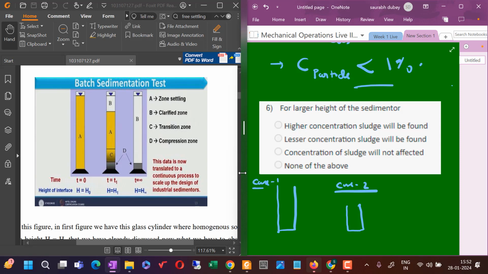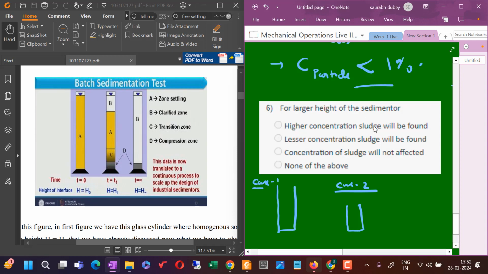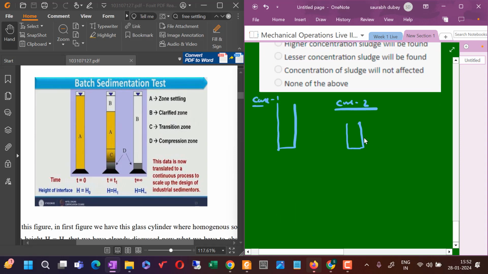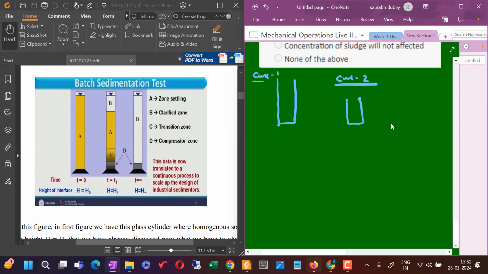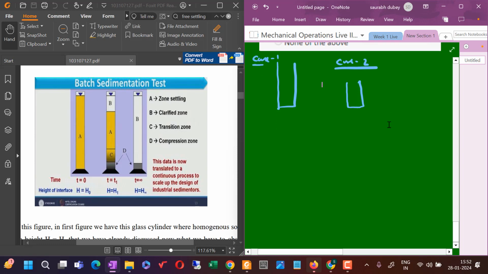So this batch sedimentation test involved the height, so height had its effect. Here the word sludge has been used. So what is this sludge basically? The sludge is thick, soft, wet mud or a similar viscous mixture of a liquid.